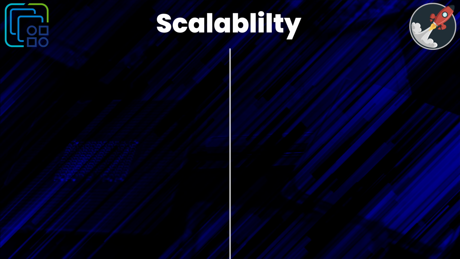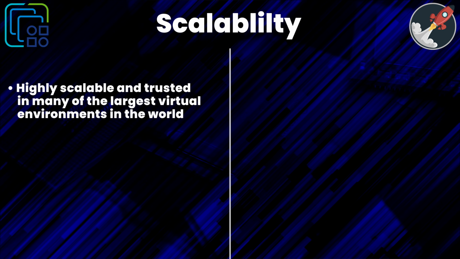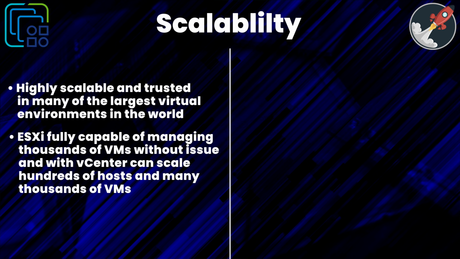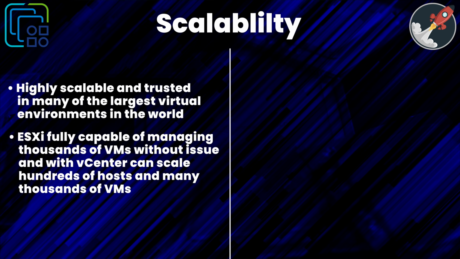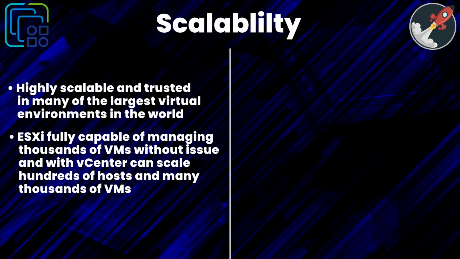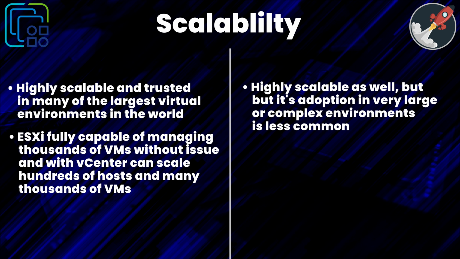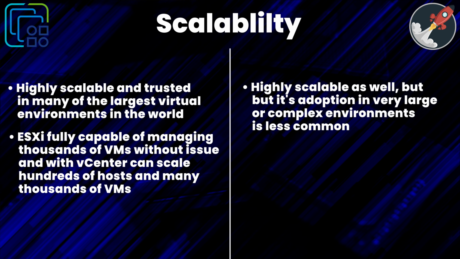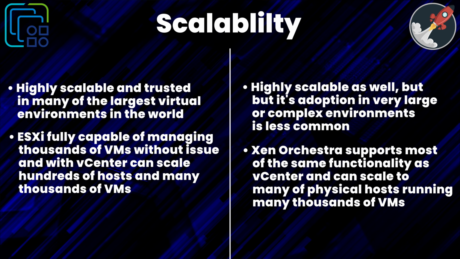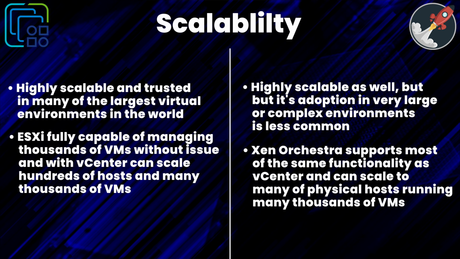Now let's talk about scalability. ESXi is very well known for its scalability and is used in some of the largest virtual environments in the world. ESXi is fully capable of managing thousands of VMs without issue, and when adding vCenter into the equation, has the ability to scale clusters of virtual hosts out to hundreds of hosts with many thousands of VMs, no sweat. XCP-ng also features scaling, but its adoption in very large or complex environments is less common compared to ESXi. Xen Orchestra has the same concept for clusters called pools and will service and manage large collections of hosts and VMs.